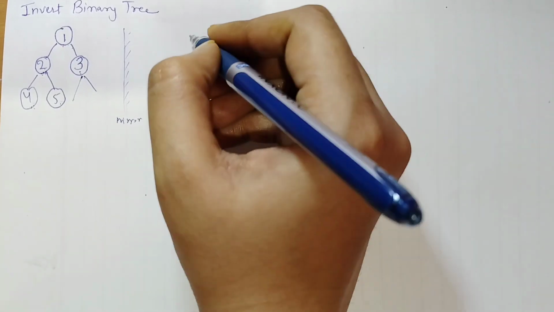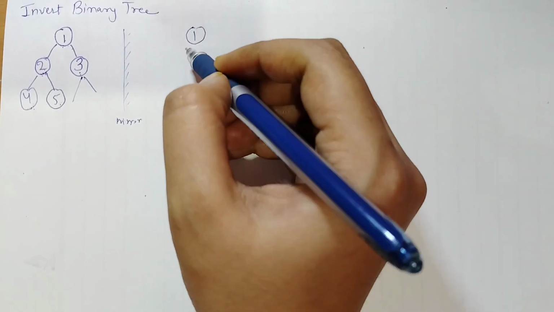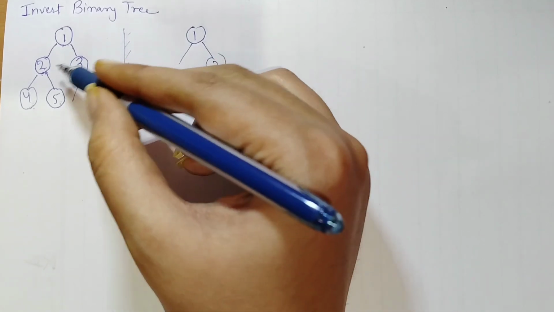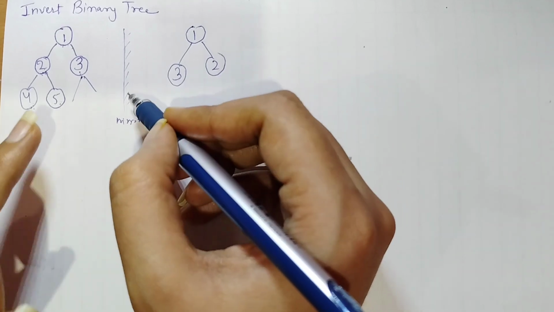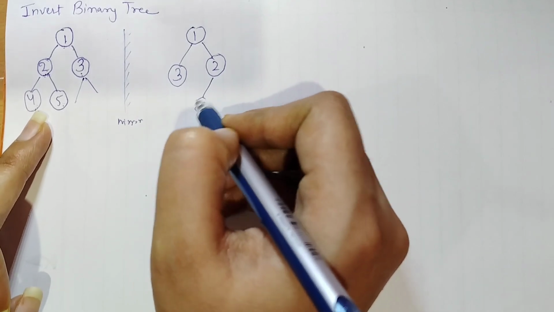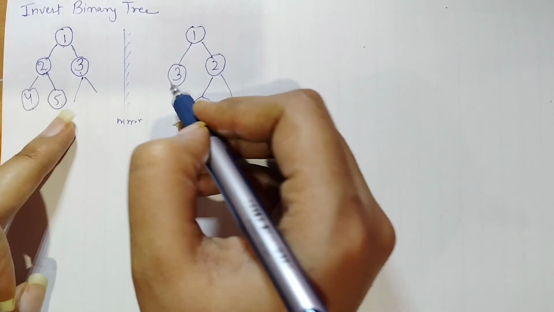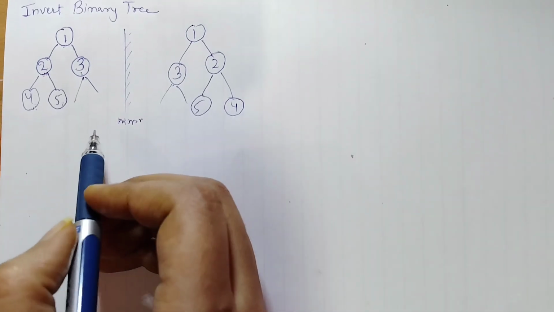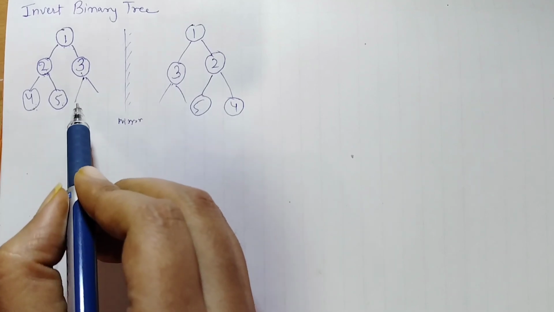So when we invert this, what will be our answer? 1 will be here only because there is only one root node. This 2 will come here, 3 will come at 2's place. Now 4 and 5: 5 will come at 4's place, and 4 will come at 5's place. And 3 has no left or right child, that's why it is empty. And don't think that while inverting, this 4 and 5 will become the left and right child of 3.